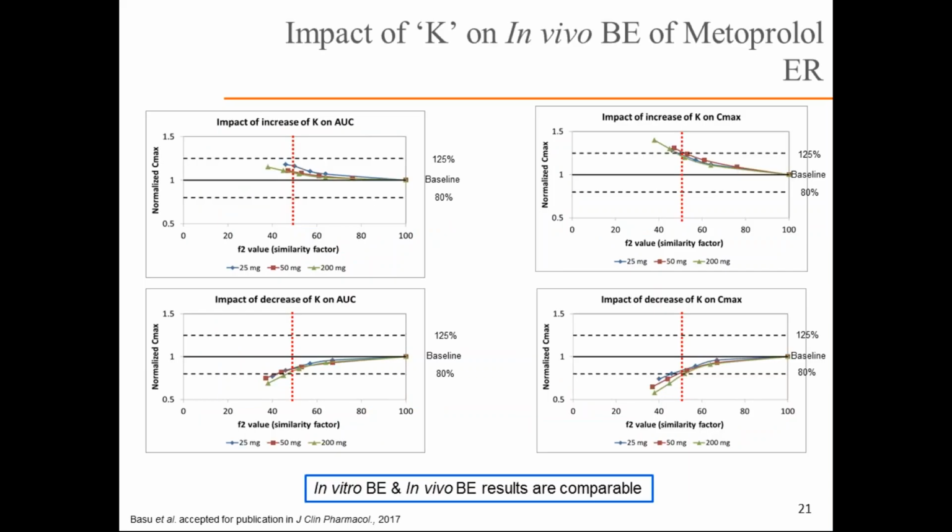So after inputting that dissolution profile, varying K and N, we put it into our absorption model at 3 different doses, and simultaneously we wanted to compare with our FDA-recognized F2 value, to see how confident we are that we are predicting the same model performance. You can see in the upper panel that we are increasing K on both AUC and Cmax, and in the lower panel we are decreasing K on AUC and Cmax. And each time, the in vitro bioequivalence result is quite comparable with the in vivo bioequivalence result.